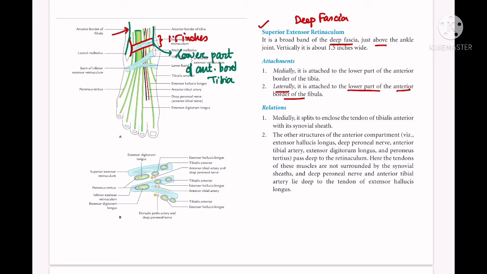This, you know, is the anterior border of fibula. To the lower part of the anterior split portion of the anterior border is the attachment of the superior extensor retinaculum. Now we are going to the relation. Let's clear the picture before that.